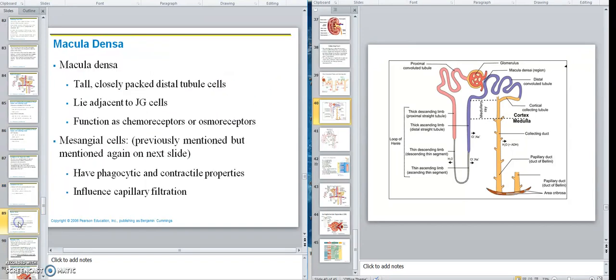The macula densa, though, are in fact epithelial cells. Tall, closely packed distal cells. They're kind of tall cuboidal cells. They lie adjacent to the juxtaglomerular cells. And they're going to act as chemoreceptors or osmoreceptors. I'm not really worried about the mesangial cells.